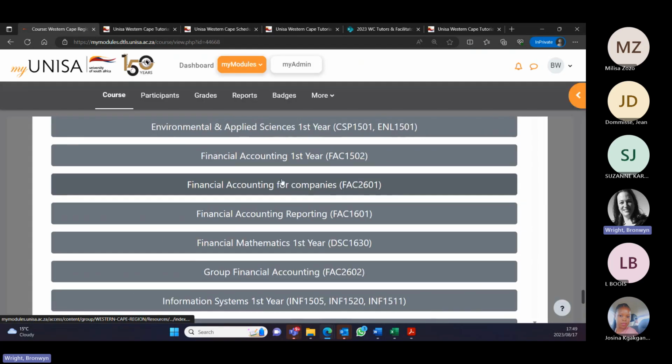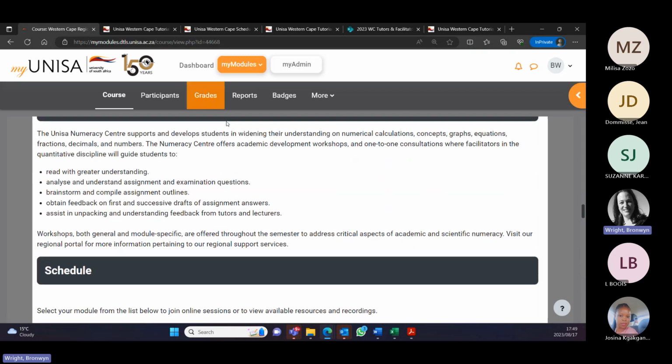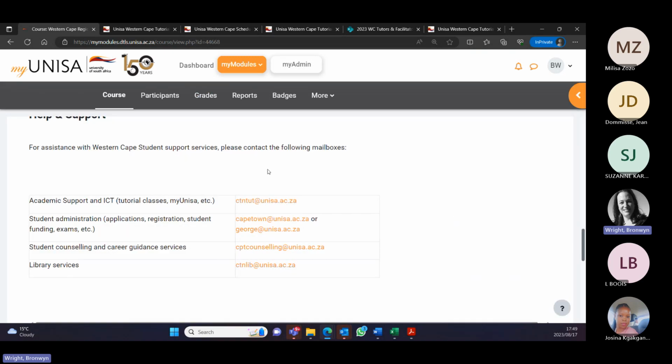Right, so the last thing I just want to show you on our site, that I think is worthy to note, is our contact details. So you can see everything has got CTN or Cape Town or CPT that is relevant to the Cape Town office. Academic support and ICT, so that is anything related to your academic literacies, quantitative literacies, or the numeracy center, writing center, as well as My UNISA, I explained the digital learning. Anything like that will go to CT and TUT. Then any student admin related queries, that is your applications, registrations, funding, academic records, those kinds of queries go to Cape Town. And then any counseling was very important.